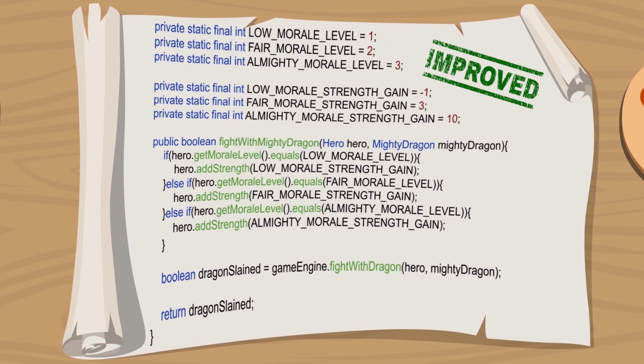We have increased the amount of code considerably now, but have no fear. This is for the greater good. Readability is far more important, in my opinion, than a couple of extra lines of code. Now we can clearly see why the hero's strength is drained and why he gains as much as 10 points when his morale level is at level 3.